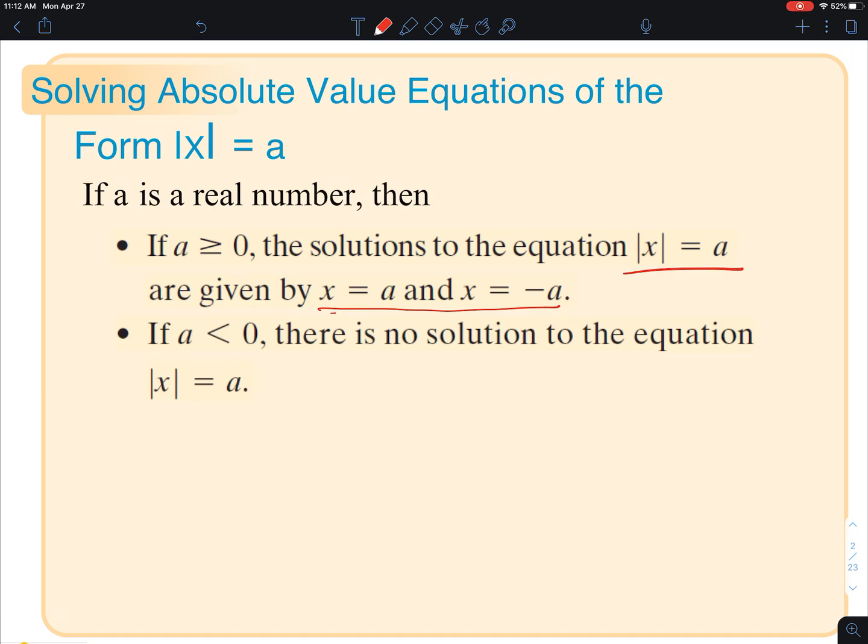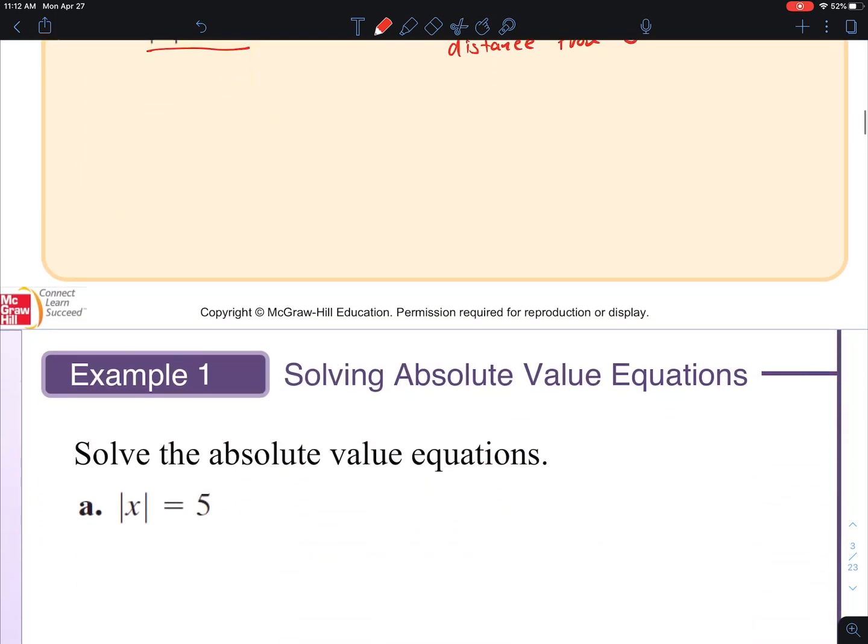Now, one of the things that we know is that if a is greater than or equal to 0, then there's a solution. But if a is less than 0, then there is no solution, because again, we know that absolute value is distance from 0, right? And so distance is always going to be positive.